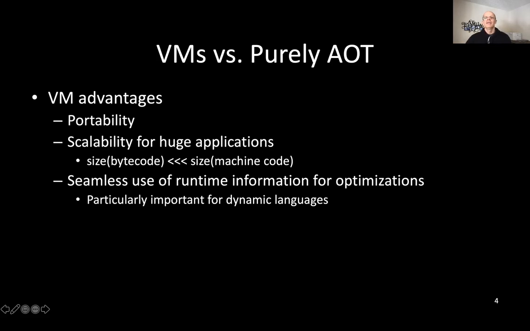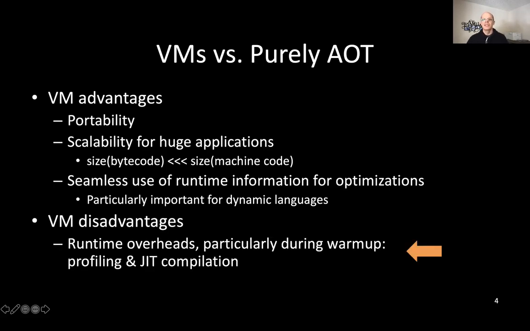And finally, because the compilation to machine code is only done at runtime, the JIT compiler is a lot more capable of leveraging runtime information in order to produce more efficient machine code. And this is particularly important for dynamic languages because they have a lot of dynamic features, including dynamic typing. And in the lack of accurate type information, the compiler has a hard time generating efficient machine code.